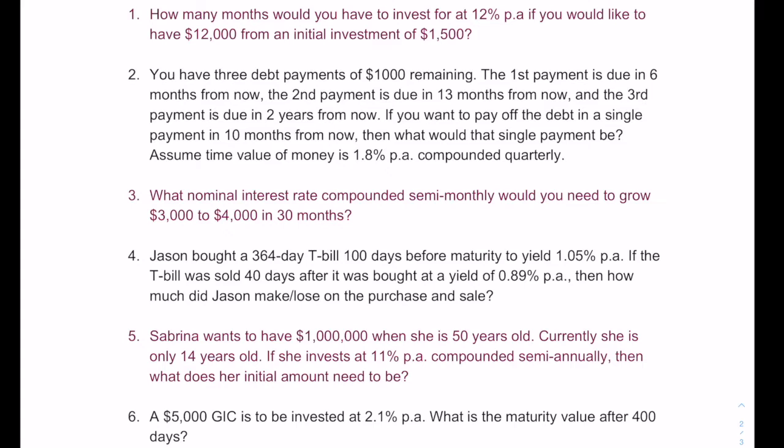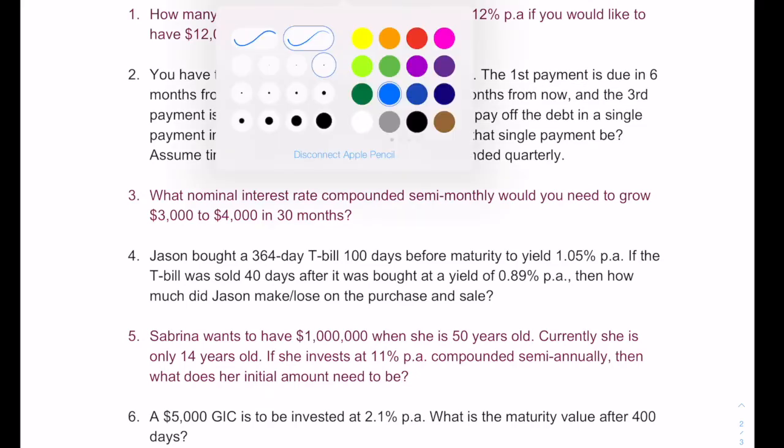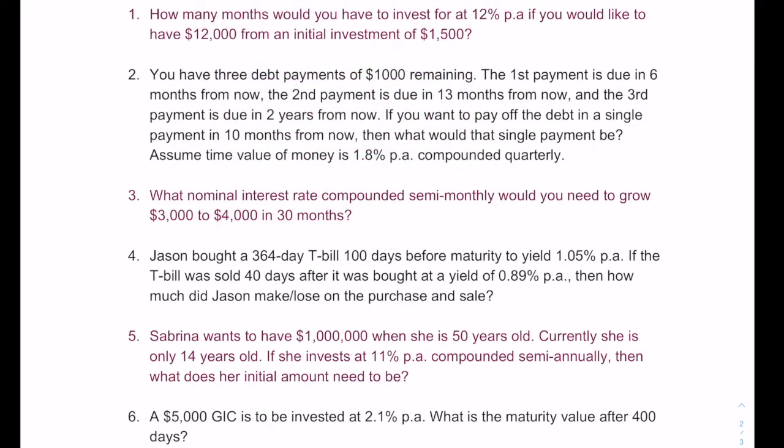So let's walk through all of these, right? Okay, so question number 1, and I'm going to write them on the side here if it's compound or if it is simple interest question. So it says, how many months would you have to invest for at 12% per annum if you would like to have $12,000 from an initial investment of $1,500? So you read this and you're like, is this simple or is this compound?